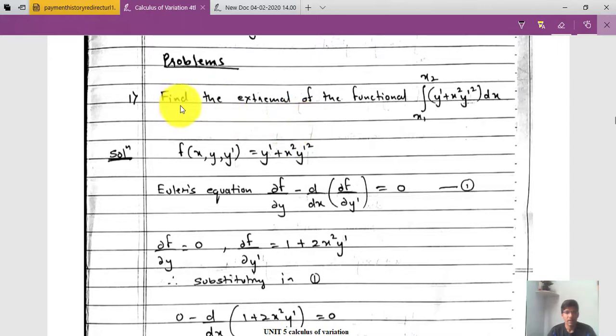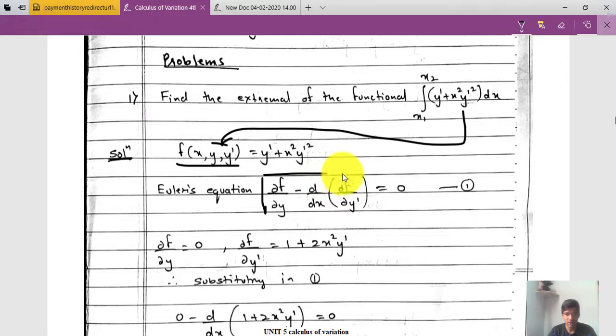Okay. Now find the extremal of the functional, that is the integral from x1 to x2 of (y' + x² y'²) dx. Now let me consider this as my given function, that is, f = y' + x² y'². Then you write the Euler's equation. So this given function is independent of y. You have y', you have x, but you do not have y. So what do you conclude? That the given function is independent of y.